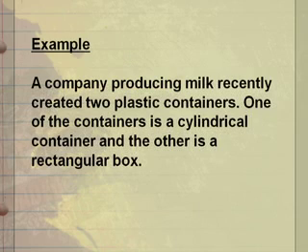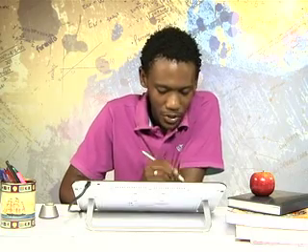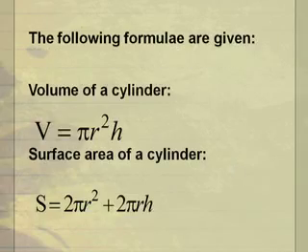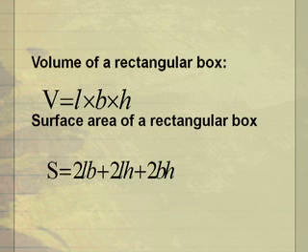A company producing milk recently created two plastic containers. One of the containers is a cylindrical container and the other is a rectangular box, okay? So here are your dimensions. You can see them on the screen. Here are all the formulas that you're going to be using for solving. Now, let's go to the first question.